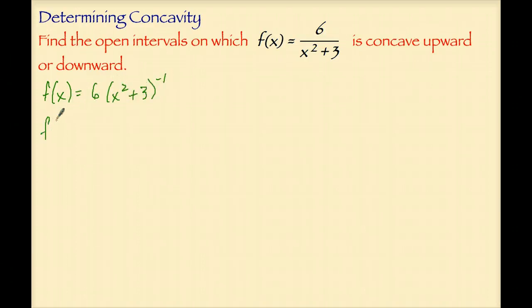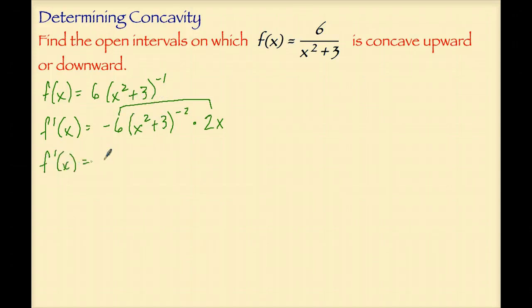Then, using the power rule in conjunction with the chain rule, I'm going to have negative 6 and then x squared plus 3 to the negative 2 times the derivative of what's inside, which is 2x. Multiplying these two together and dropping this section to the denominator gives me a first derivative of negative 12x over x squared plus 3 quantity squared. Now, in order to take the second derivative, I am going to have to use the quotient rule.